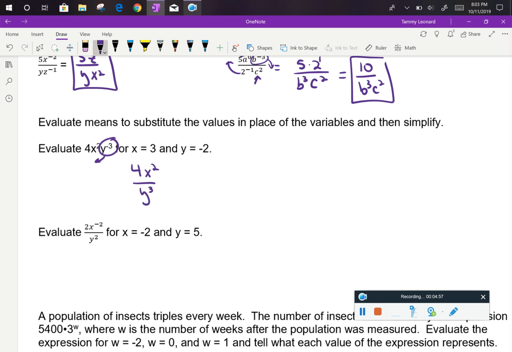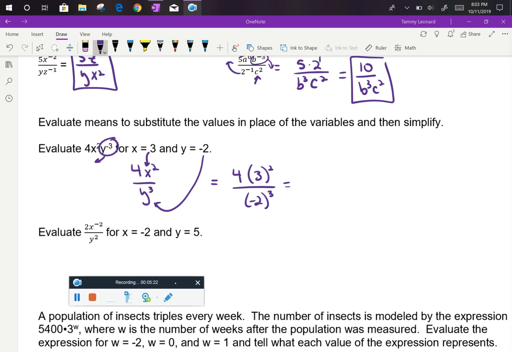Next, now that we've simplified the variable expression as much as we can, it's time to substitute some values. If x equals 3, then 3 should be put in place of x. And if y equals -2, then -2 should be put in place of y. So this expression would equal 4 times 3 squared divided by -2 cubed. So following our order of operations, we would start by applying the exponents. So 3 squared is 9, making our numerator 4 times 9.